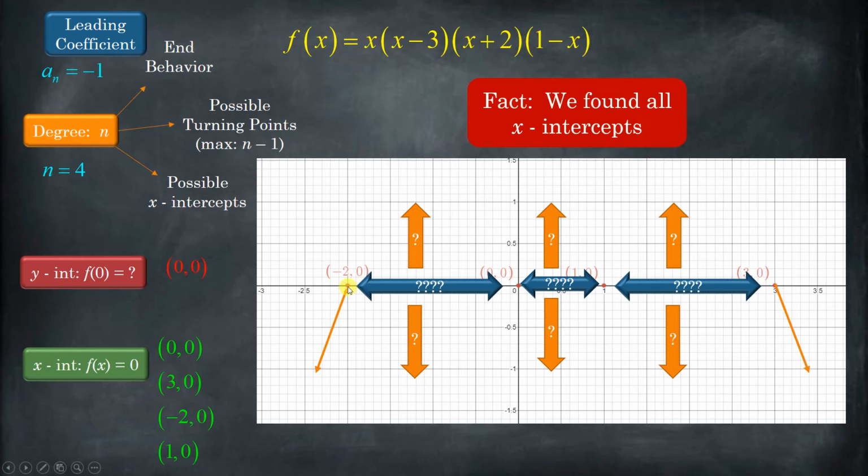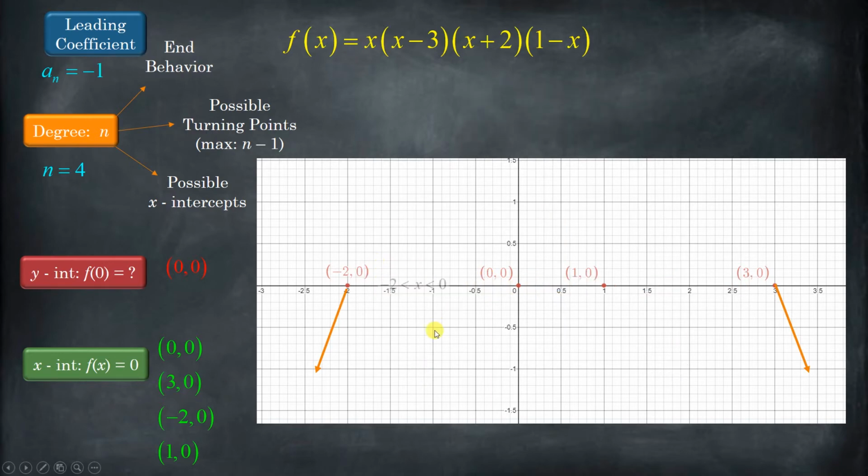So what we do know for sure is that between negative 2 and 0, the graph will not cross the x-axis. So if it goes up, it's going to go up and then come back down and touch at 0, 0. If it goes down from here, it's going to go down and then come back up and go to 0, 0. So we've got to figure out what's happening between those two.